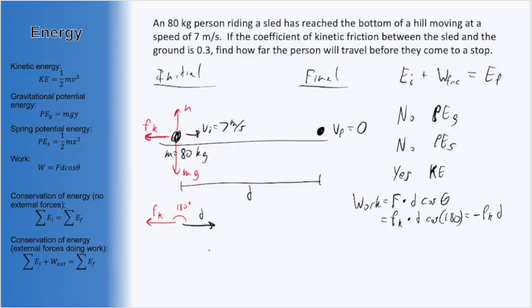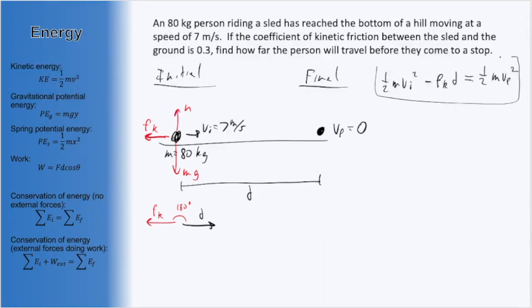So if we now plug into our energy equation, the energy initial is only going to be initial kinetic energy, so 1/2 mv initial squared, plus the work, which is minus Fk times the distance, which should be equal to our final energy, which, considering there's only kinetic to worry about, is 1/2 mv final squared. So we have the equation we want to solve here. What are we looking for? That is the d distance.